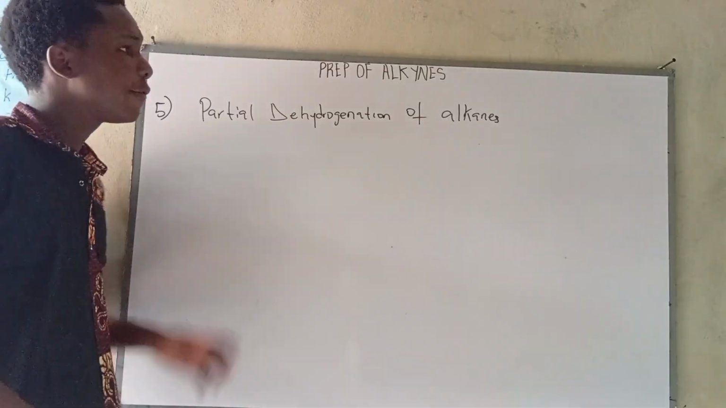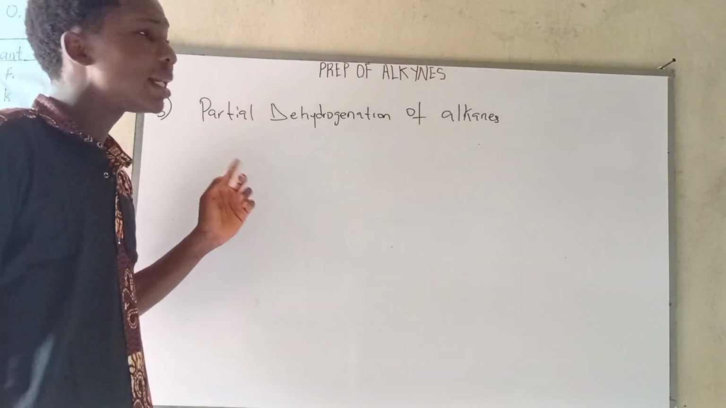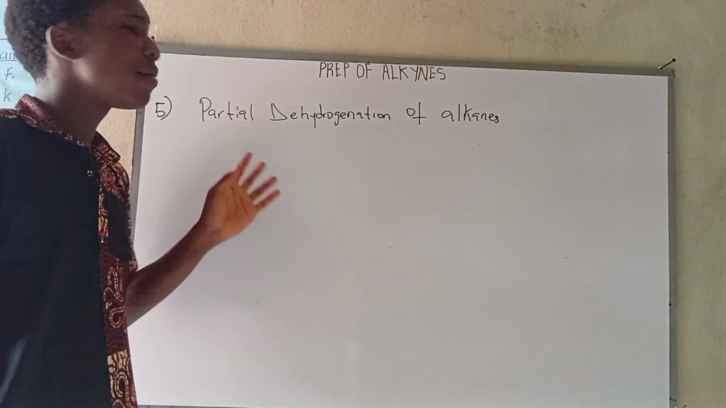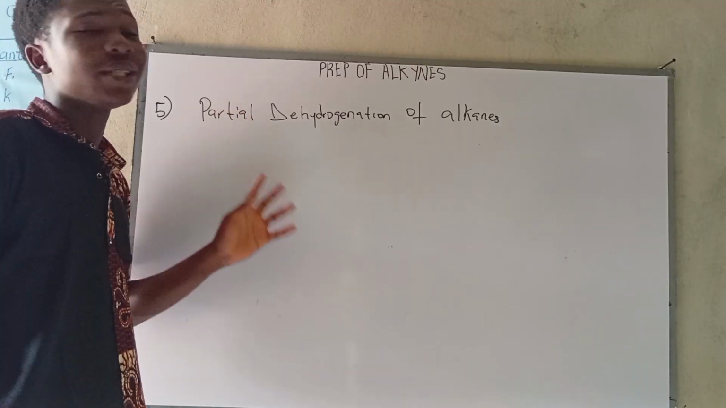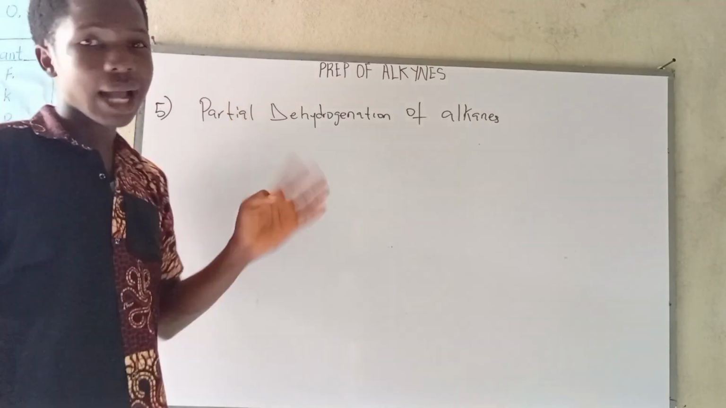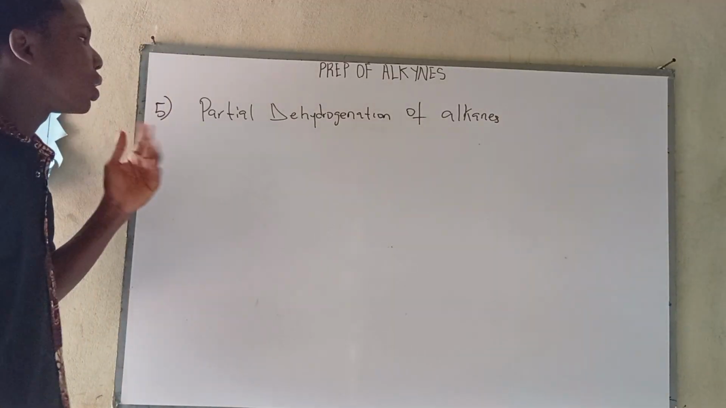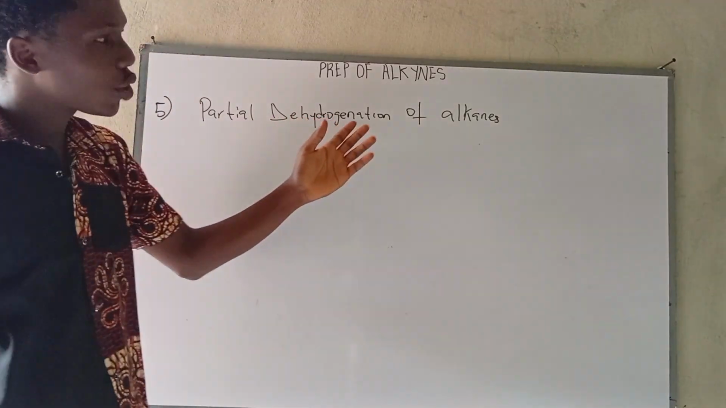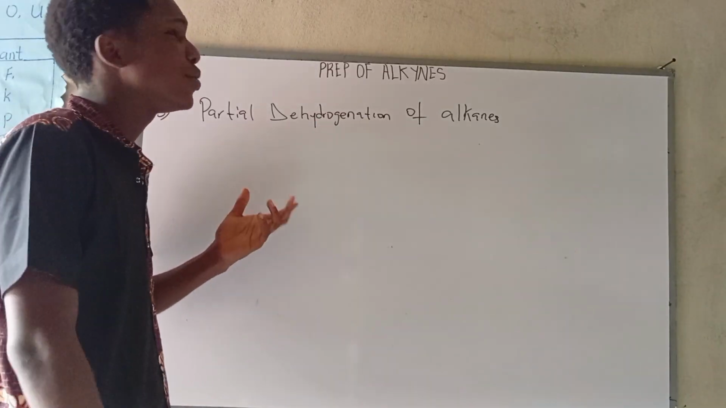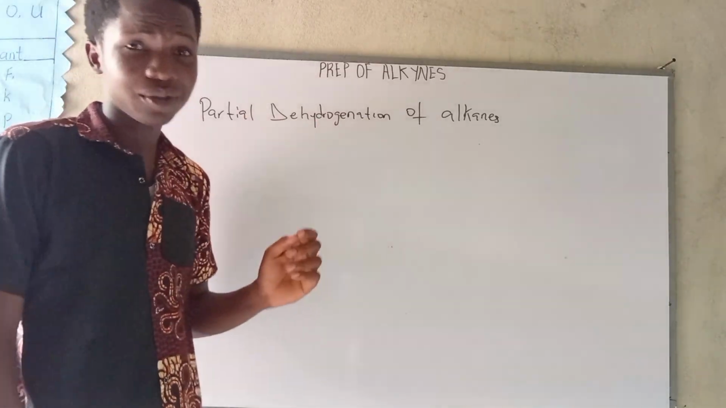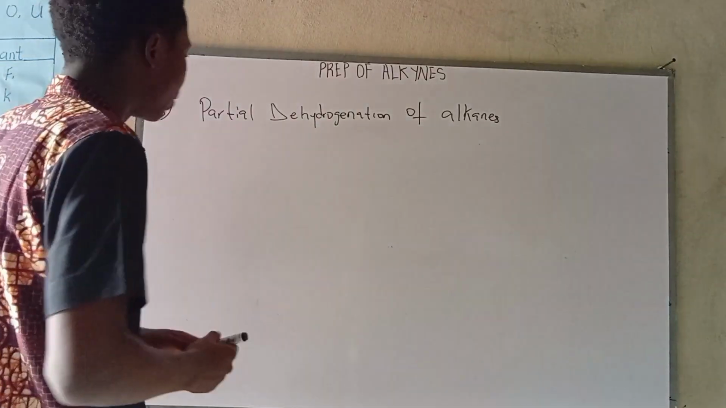Alright guys, now the final method. This is actually the most industrial method. It's actually used in industries to produce alkynes. Okay, now we say the partial dehydrogenation of alkanes, what are we talking about? It has to do with the removal of what? Hydrogen molecule.